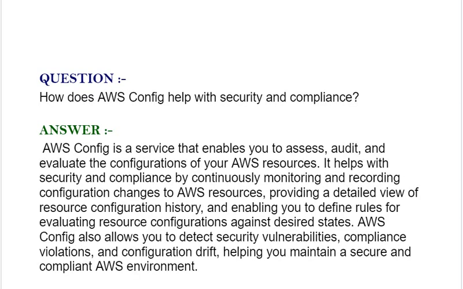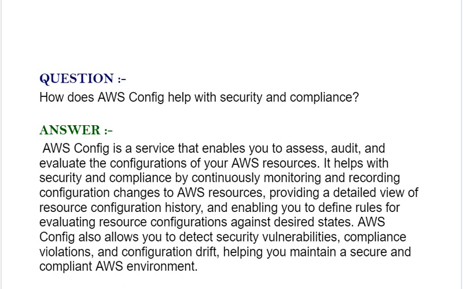Our next interview question is: how does AWS Config help with security and compliance? Your answer should be AWS Config is a service that enables you to assess, audit, and evaluate the configurations of your AWS resources. It helps with security and compliance by continuously monitoring and recording configuration changes to AWS resources, providing a detailed view of resource configuration history, and enabling you to define rules for evaluating resource configurations against desired states.